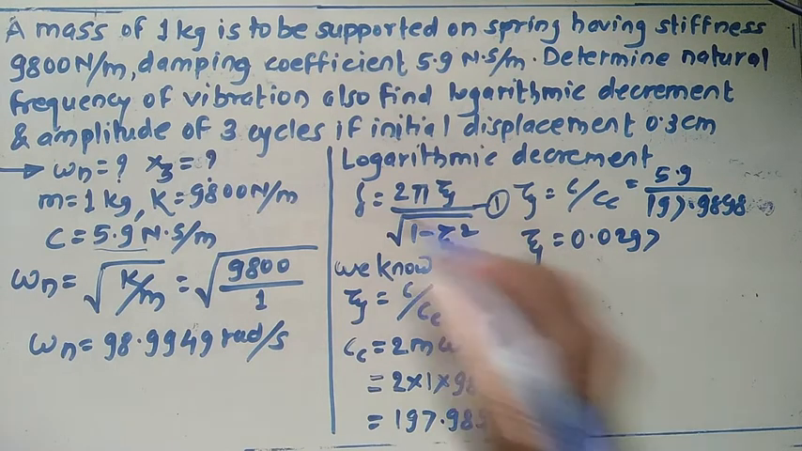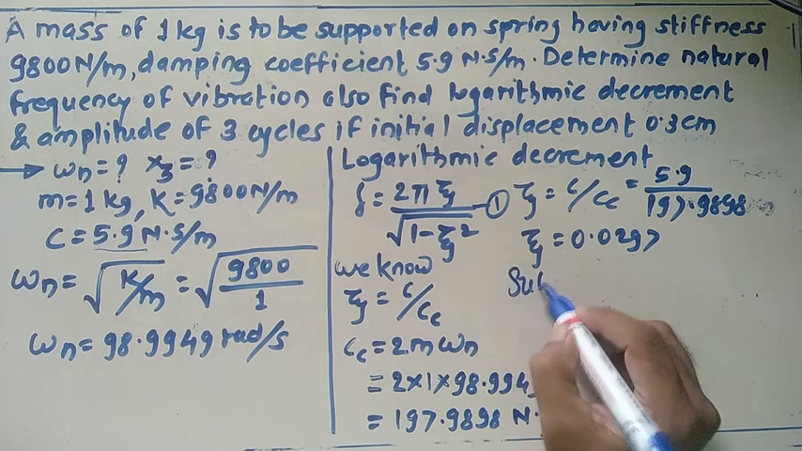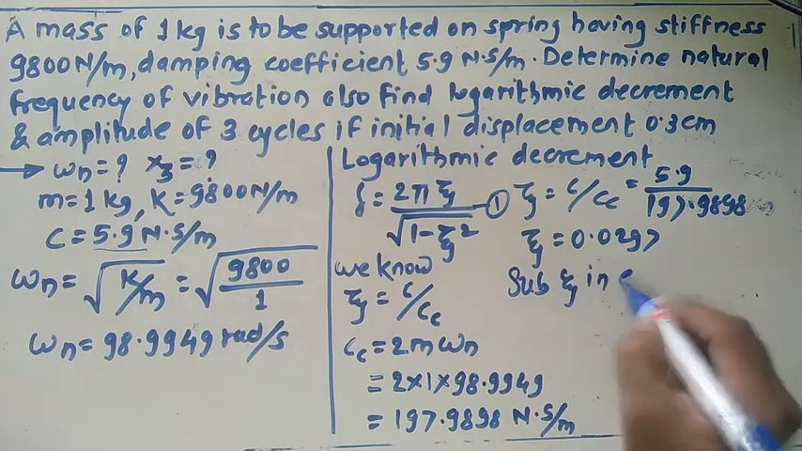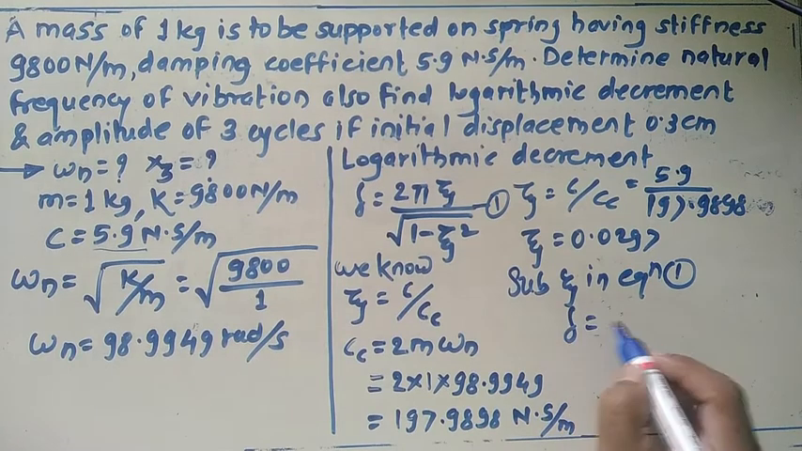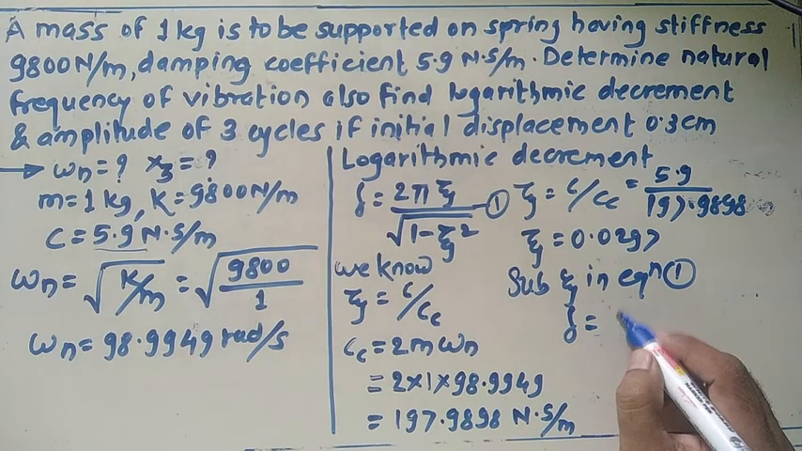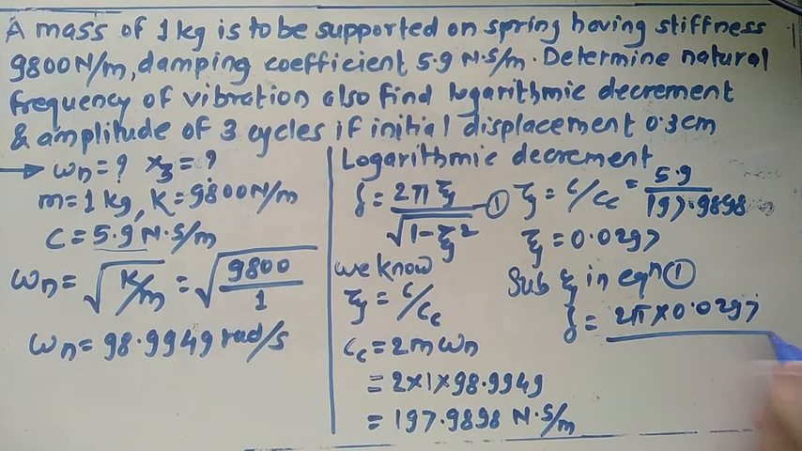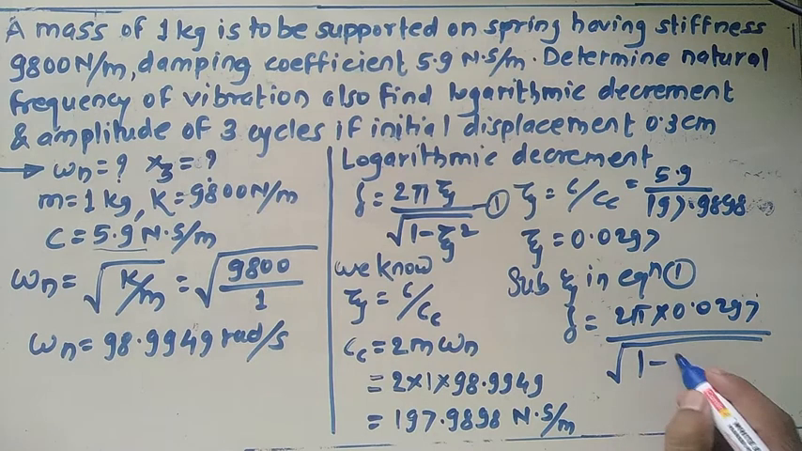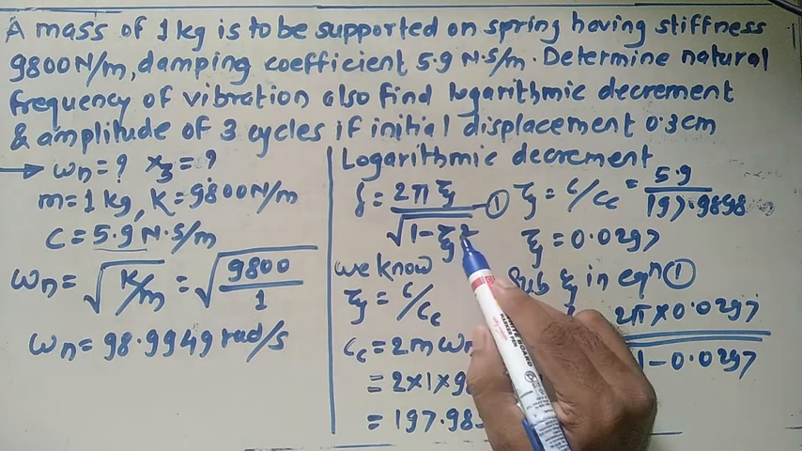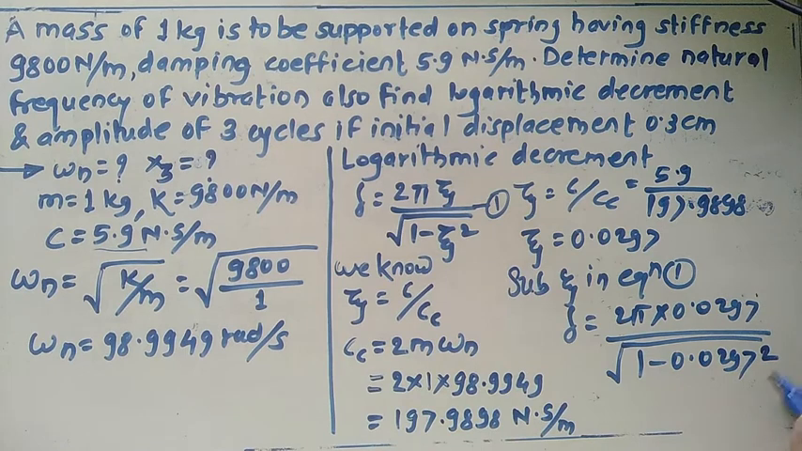Already the delta term is with us, given as equation number 1. We just substitute the value for zeta. Substituting zeta in equation 1, we can get the value for delta. So delta equals 2 pi zeta, with us 0.0297, divided by square root of 1 minus zeta square, means here 0.0297 squared, and get the value for delta. So delta equals 0.1857. Here is the answer for the next point.